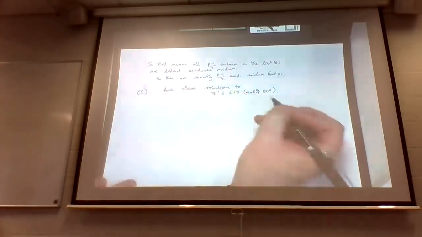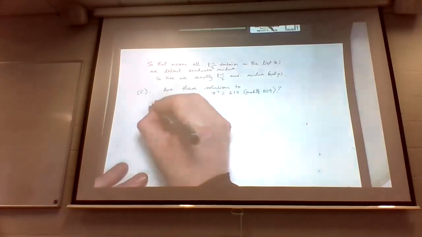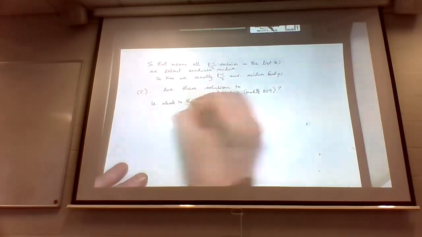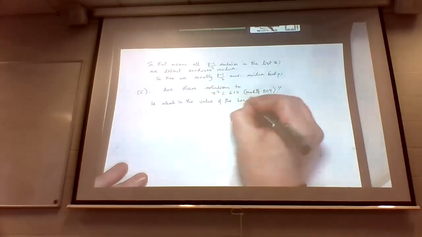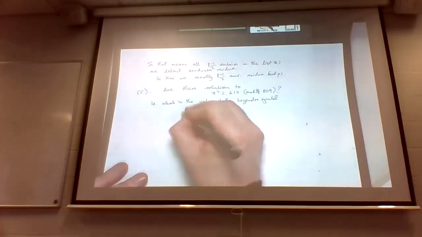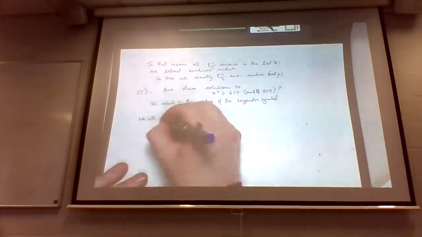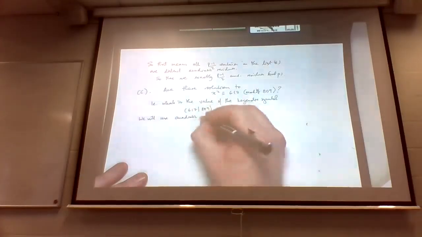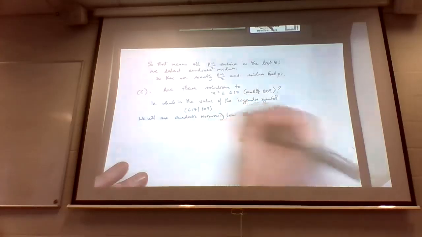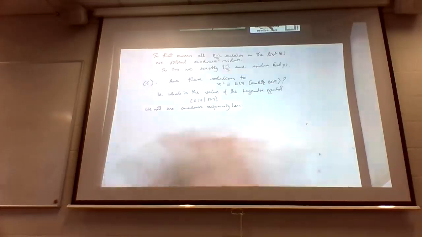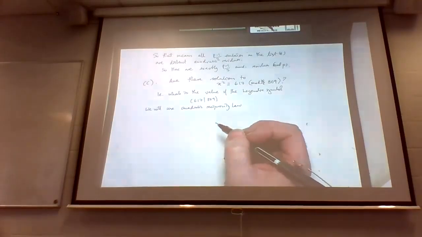So are there solutions to this? I.e., what is the value of the Legendre symbol (617/809)? Okay. So we will use quadratic reciprocity. In fact, well, I think I'm just writing them out for our benefit here and now. These things are listed on the formula sheet that you get in the exam. Yeah, not all of them. You get given 2 and minus 1 as well.